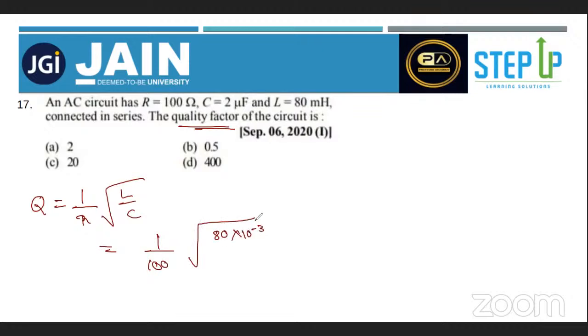millihenry. So we'll convert it into SI unit, 10 raised to minus 3, and C is 2 into 10 raised to minus 6 farad. So this will be basically 40, and 10 raised to minus 9 plus 9 becomes 10 raised to 3. 40 comes out 100, gets cancelled. So basically I'm getting the answer will be equal to 2.